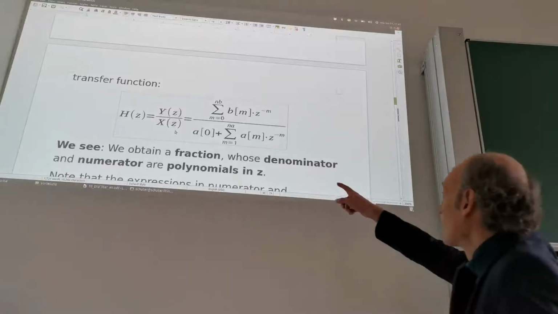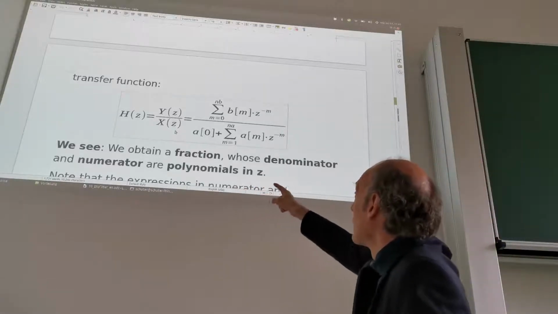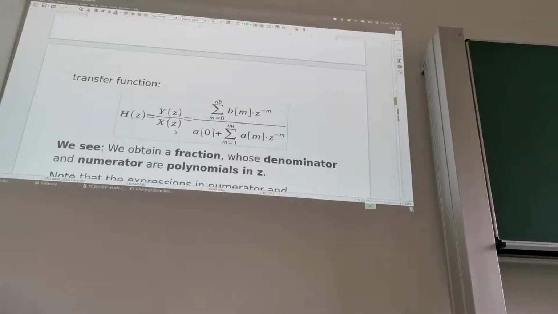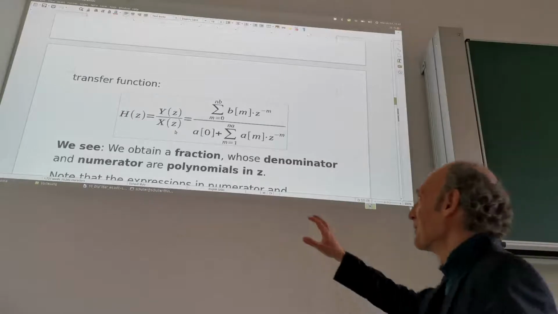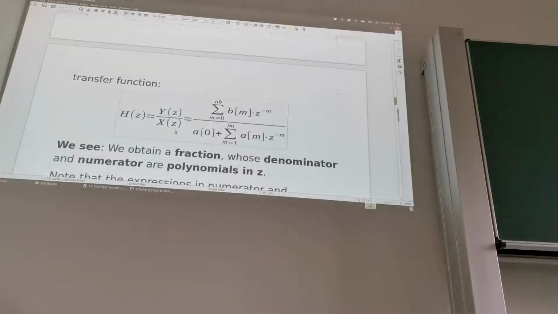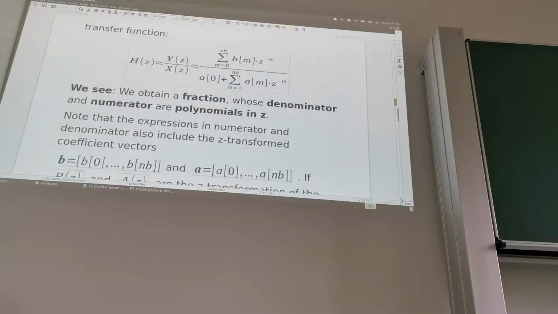So this is now a fraction whose denominator and numerator are polynomials in Z. And interestingly, this not only works for Z on the unit circle, but basically for any arbitrary Z. So that's still an interesting generalization, right? To see Z not just as the unit circle, but more general complex numbers. Yeah, so in general we have now two polynomials, right?